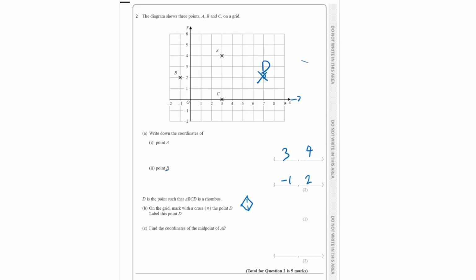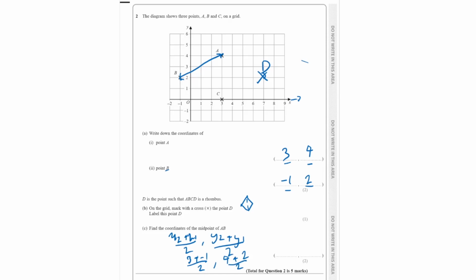Find the coordinates of the midpoint of AB. Okay, now when trying to find the midpoint, we can simply follow the equation x2 plus x1 over 2, y2 plus y1 over 2. So for x, we have A, and we already found it as 3, so we can simply write 3, and then B is -1, plus -1 over 2. And for y, point A is 4 plus 2, plus 2 divided by 2.